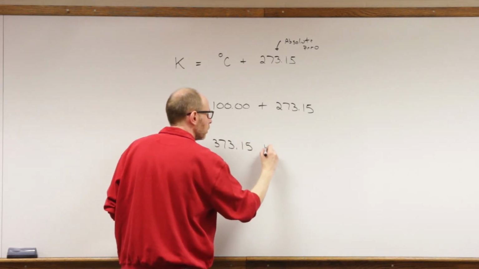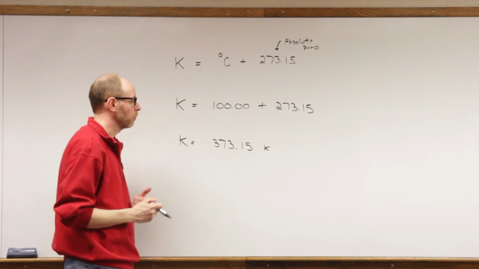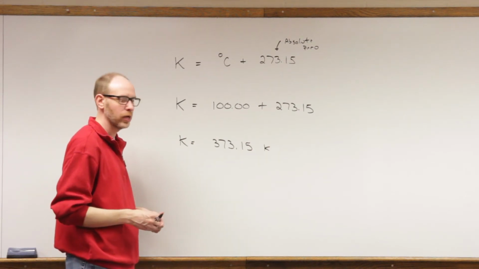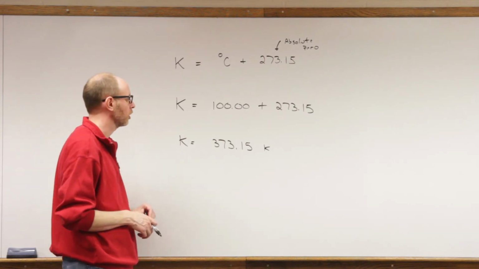When we do, we get the temperature in Kelvin to be 373.15 degrees Kelvin, or 373.15 Kelvin, you'll hear it called. I tend to add the degree in there, even though technically that's not necessarily correct.